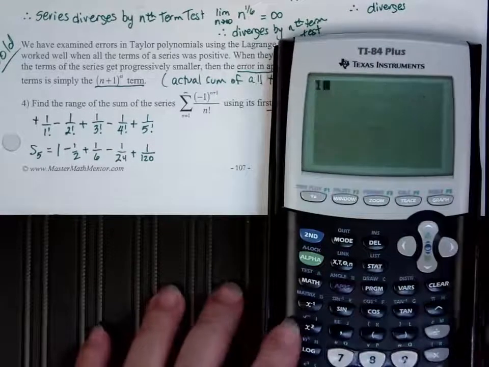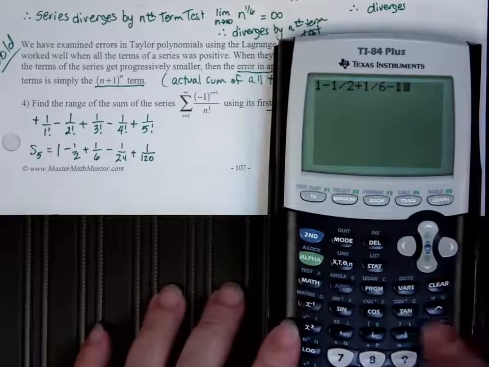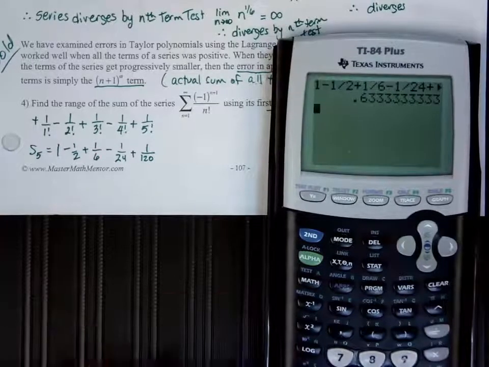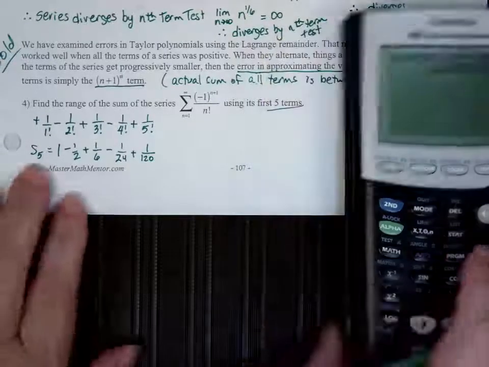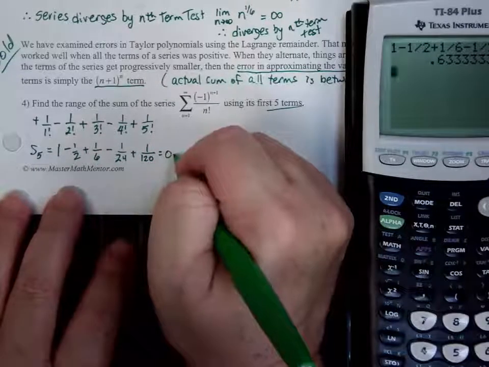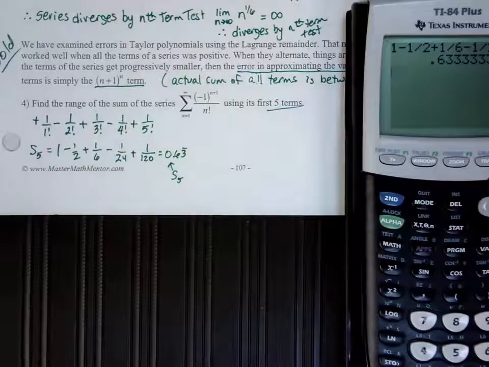One minus 1/2 plus 1/6 minus 1/24 plus 1 over 120 equals. And are you getting 0.633? 0.63 repeating. This is S of 5. I know I wrote it on the other end, but I'm writing it close to the number. So, that's an estimate of what the sum of the whole thing's going to be. I only used the first 5 terms, though.